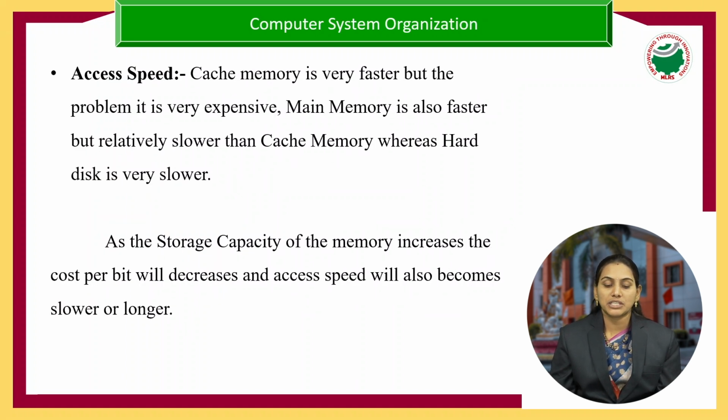Access speed. Cache memory is very fast, but the problem is that it is very expensive. Main memory is also fast, but relatively slower than cache memory, whereas hard disk is very slow. Comparing sizes, cache memory size is very small, main memory size is a little larger than cache memory, and secondary memory size is larger than main memory and cache memory. So as the storage capacity of memory increases, the cost per bit decreases, and access speed becomes slower.